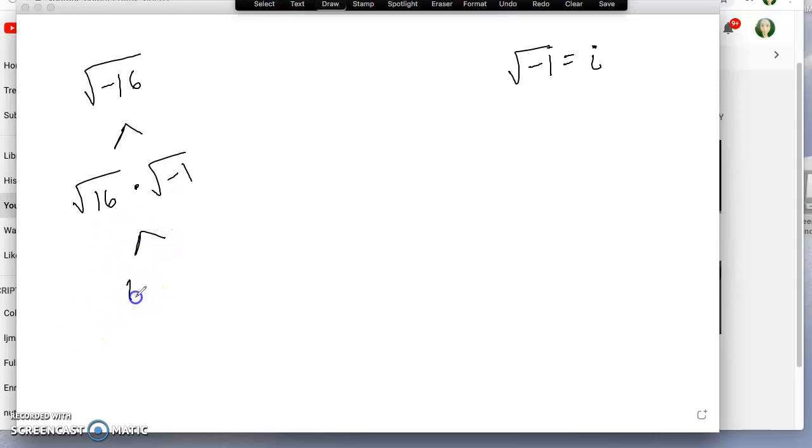Square root of 16 is 4. The square root of -1 is i.